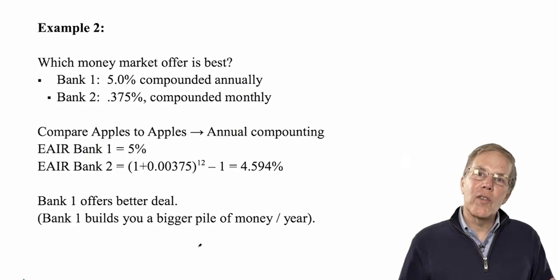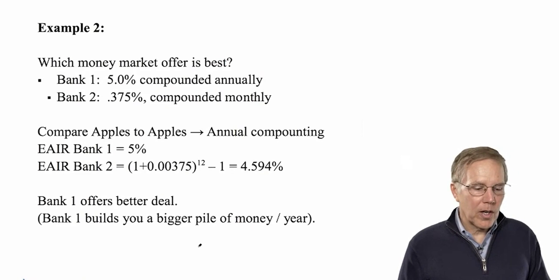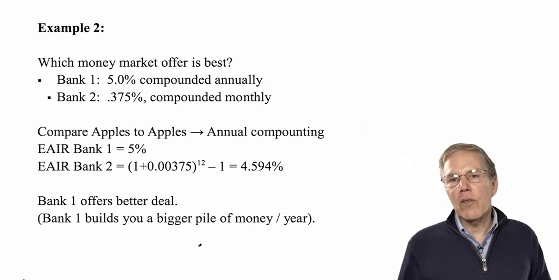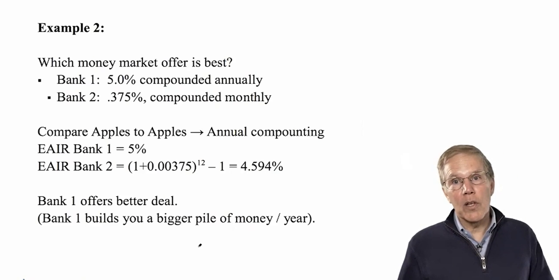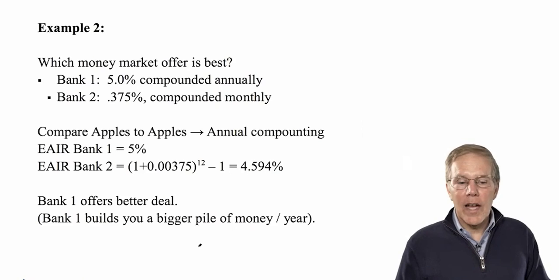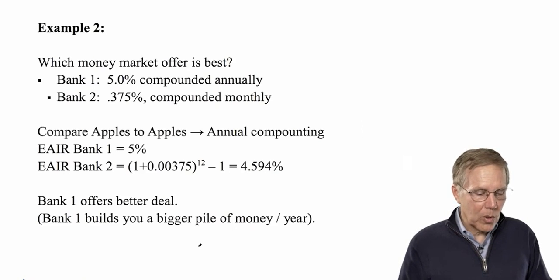Here's another example where we see how it's necessary to compare projects. Let's say you're considering throwing some money in a money market and you have two banks. Bank 1 says we'll give you 5% compounded annually. Bank 2 says we'll give you 0.375% but compounded monthly. Which one is better? Well, we have to convert everything to annual too, so we can do apples to apples.